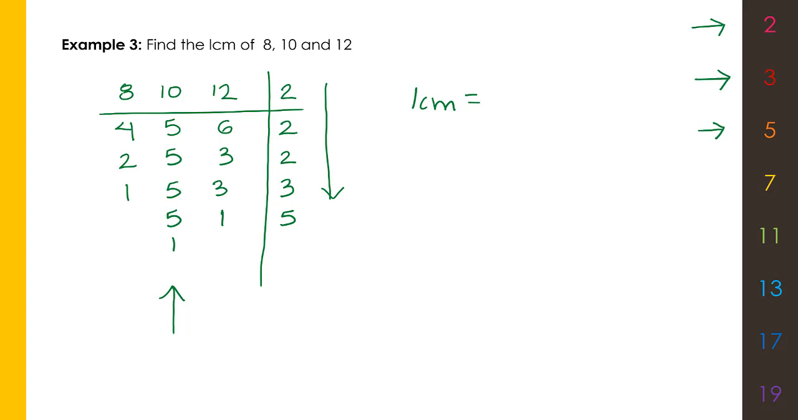That means that I need to multiply 2 times 2 times 2 times 3 times 5. Now I solve the multiplication and it gives me that the least common multiple is 120. If you see, the process is the same as before.